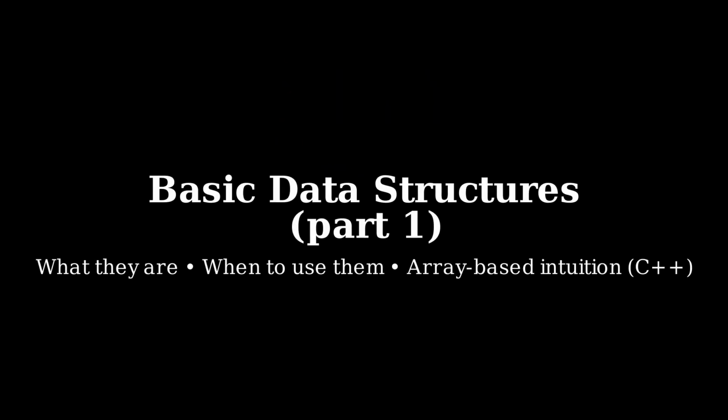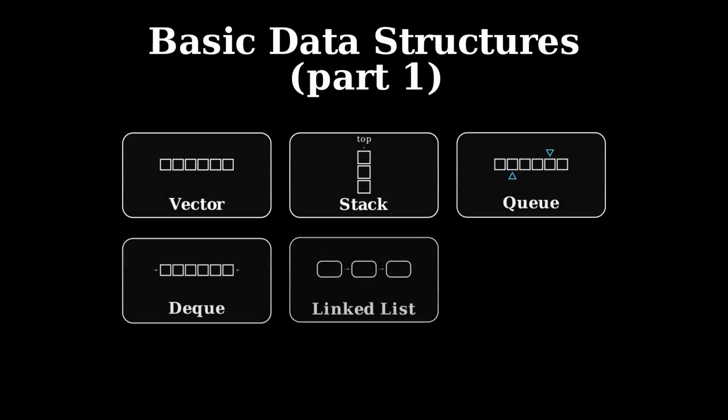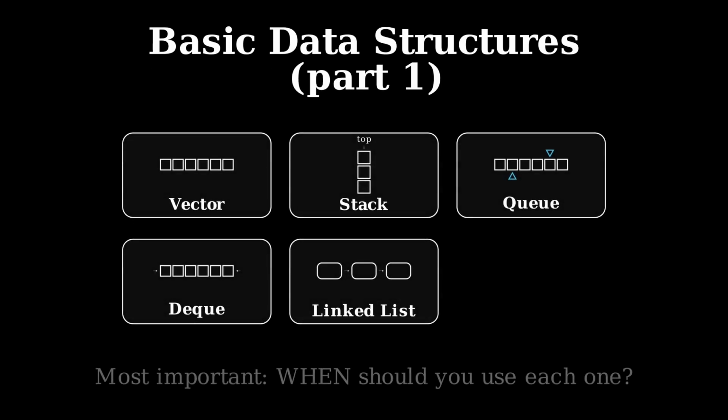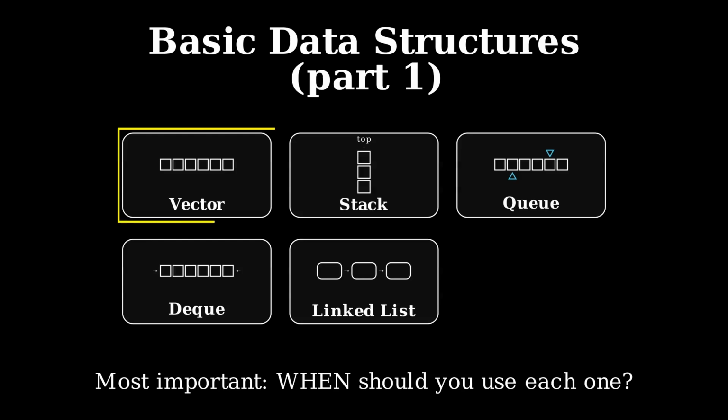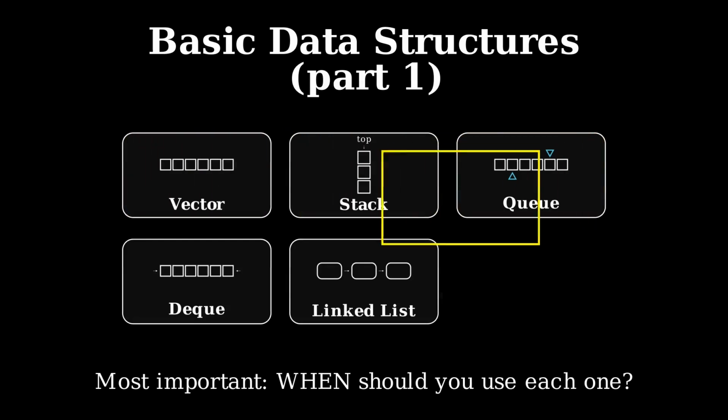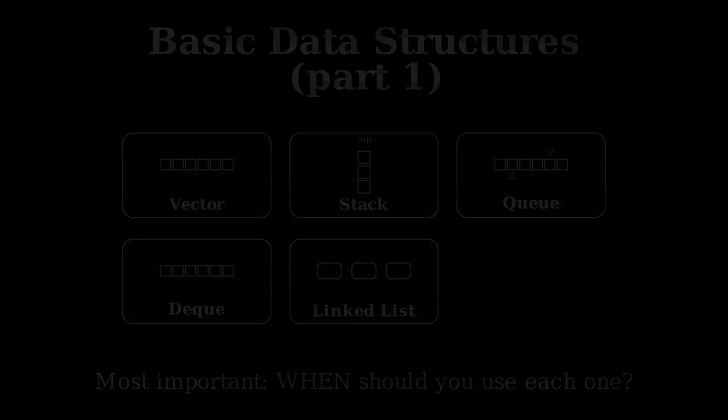When working with large amounts of data, the way data is organized can make a huge difference in performance. Proper data organization is what turns a basic program into an efficient and scalable system. So what are these structures and when should we use each one?